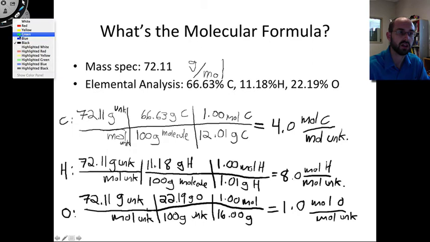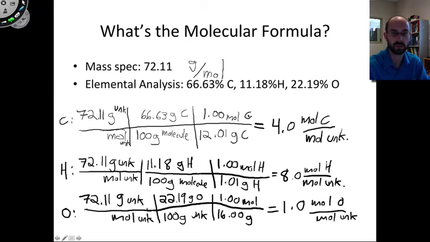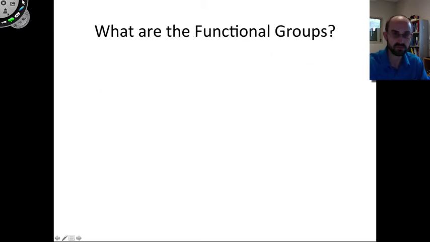So unknown 100 must have a molecular formula of C4H8O. All right. So, now we can rule out some things. It's only got 1 oxygen, so it can't be an ester. It can't be a carboxylic acid. Well, it could still be a ketone or an aldehyde or an alcohol.